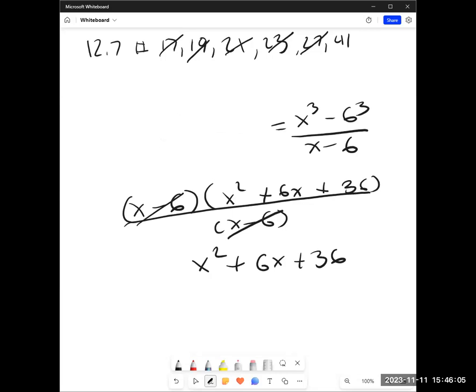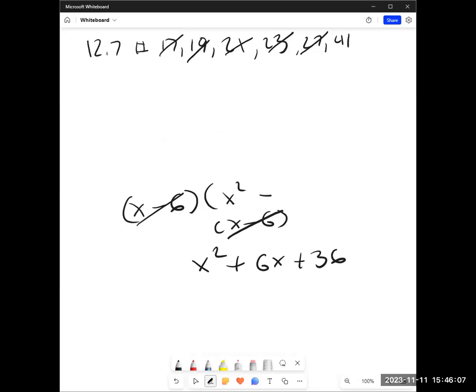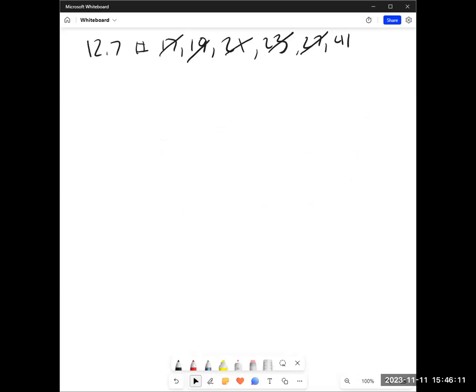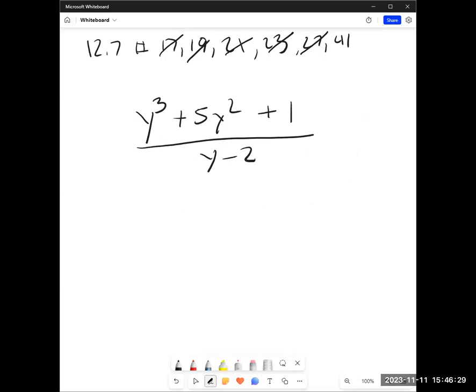A couple different ways to do that problem, but this particular problem told us to use long division so we could practice putting those 0 coefficients in there. All right, let's look at another one where we have to put some 0 coefficients in. Y cubed plus 5y squared plus 1 over y minus 2. You see that the y term is missing there.